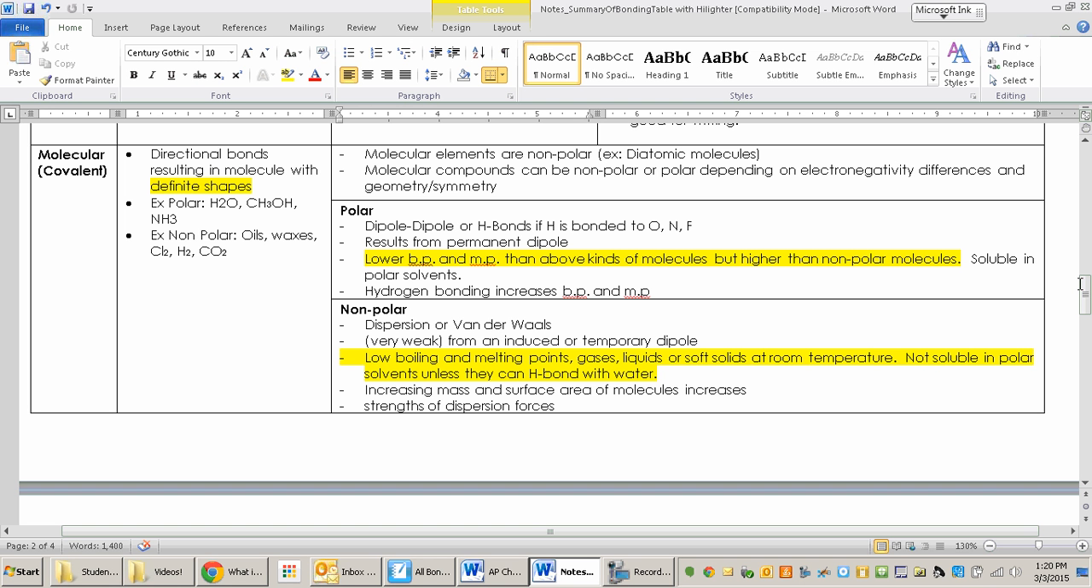Now, during boiling and melting, what is actually separated? What's actually broken? Be careful with your answers here. If you boil or melt something, what's actually being separated? Take water, for example. The individual molecules? Like the two molecules are separated, not the bonds within them.